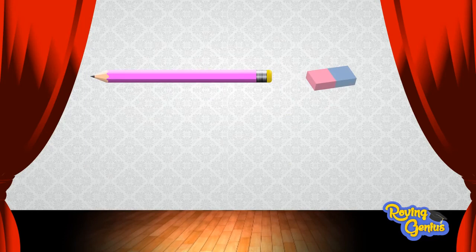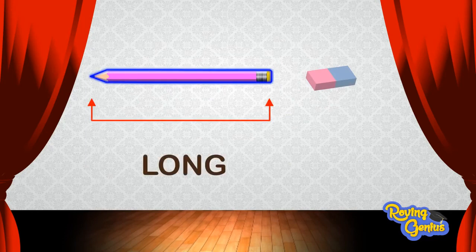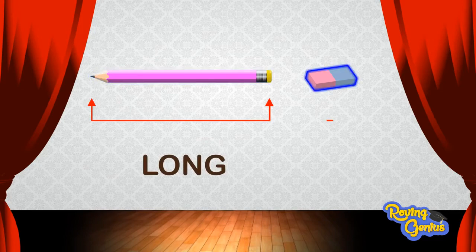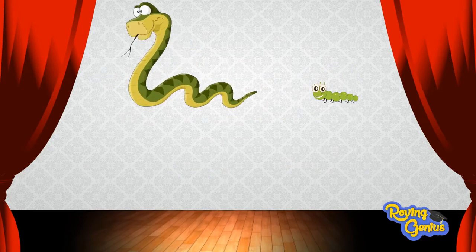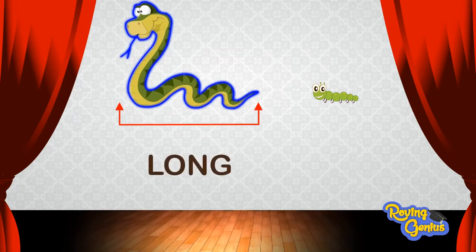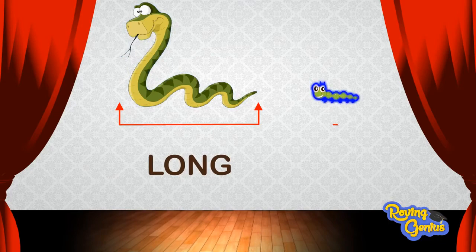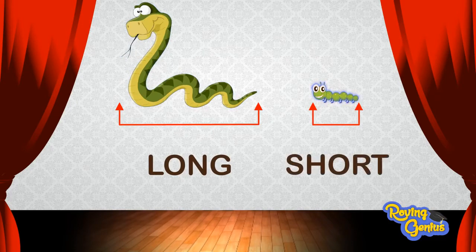Here is a pencil and an eraser. The pencil is long, while the eraser is short. Look at these creatures. The snake is long, whereas the caterpillar is short.